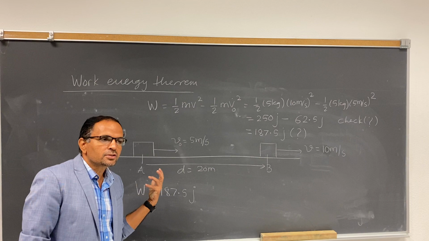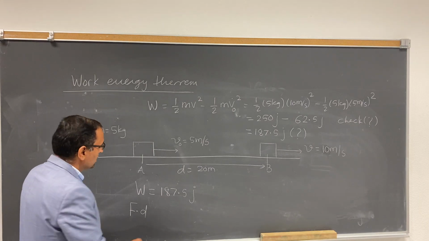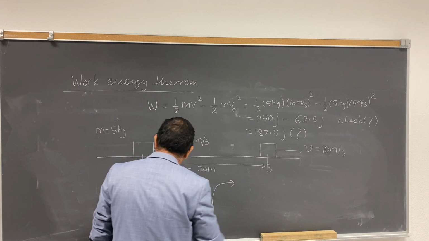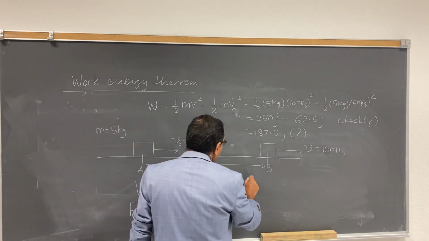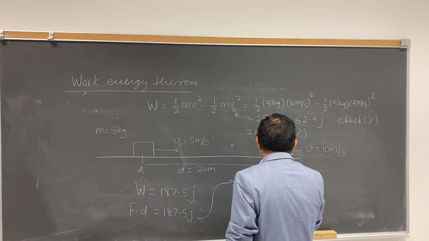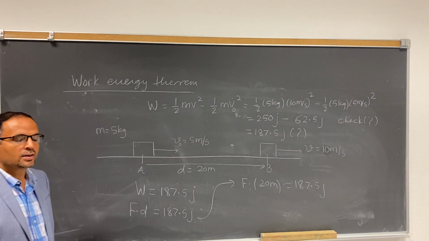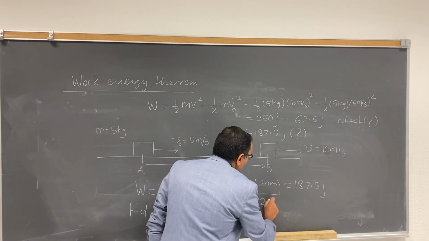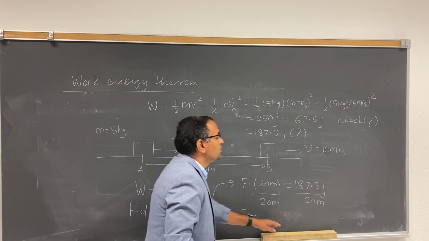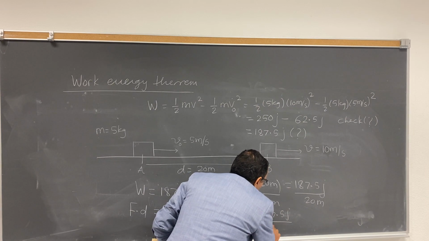From our previous work done topics, we define the work done as force times displacement. So this is 187.5 joule. We are looking for force, but displacement is given: F times 20 meters is equal to 187.5 joule. So you have only force there. Divide by 20 meters here. So whatever you get, your force is 187.5 joule divided by 20 meters.